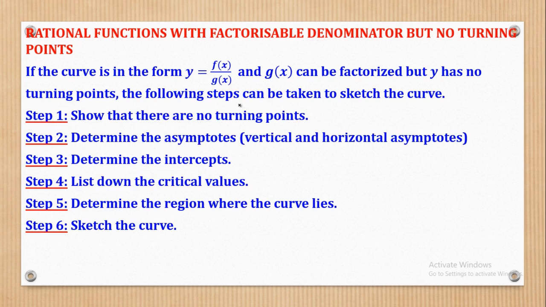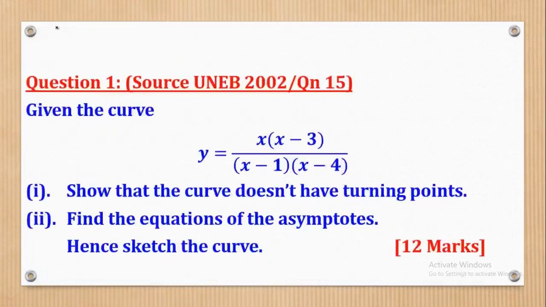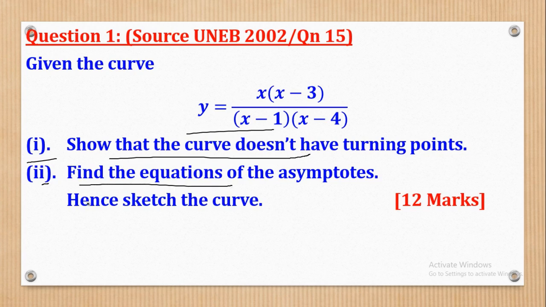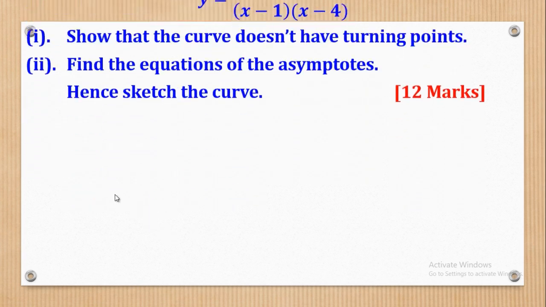So let's see how such curves are dealt with. Question one comes from UNEB 2002 paper 1 question 15, and it says, given the curve this, Roman 1, show that the curve does not have turning points, and 2, find the equations of the asymptotes. Then hence sketch the curve. So note that they have told you to show.